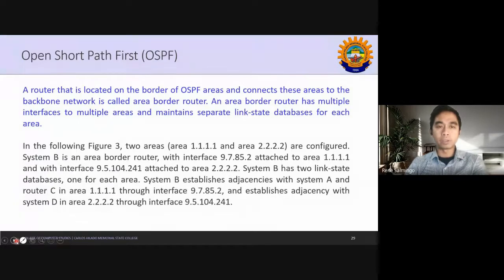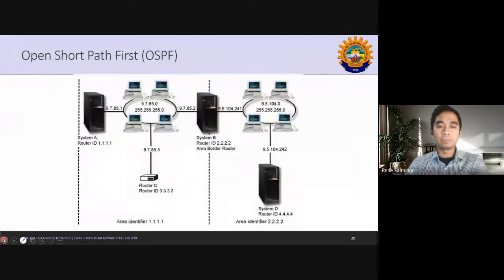So a router that is located on the border of OSPF areas and connects to the backbone network is called the area border router. The area border router has multiple interfaces to multiple areas and maintains a separate link state database for each area. So in this diagram, each router is connected to a different area.